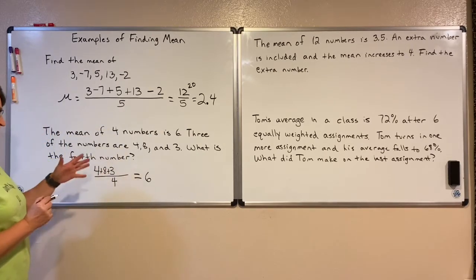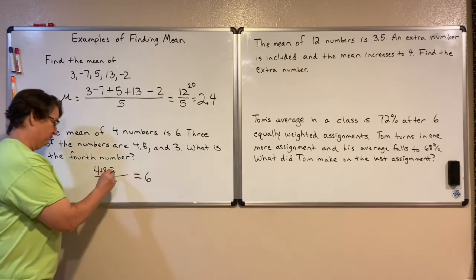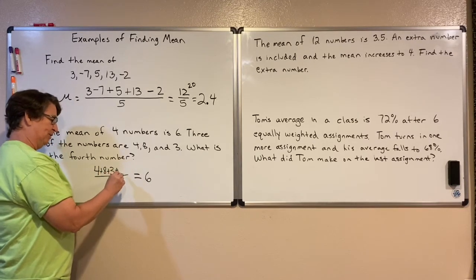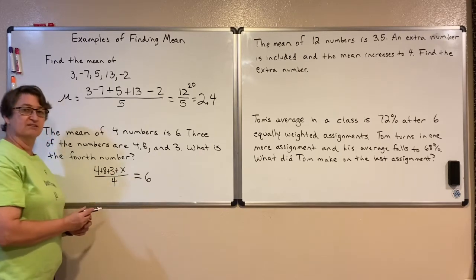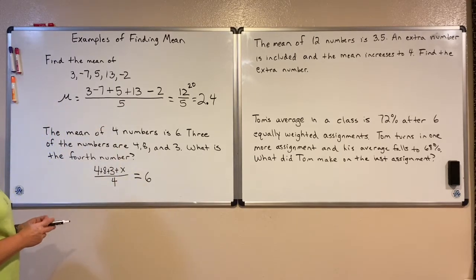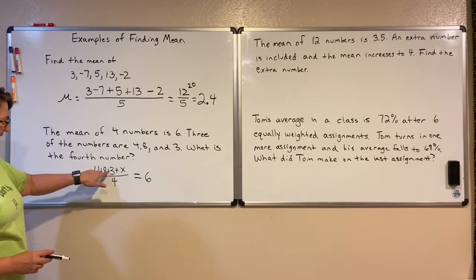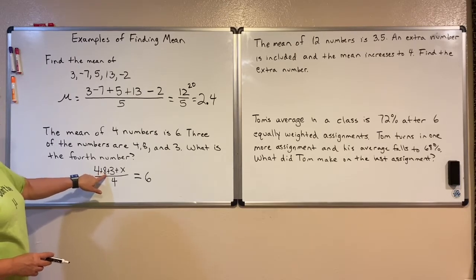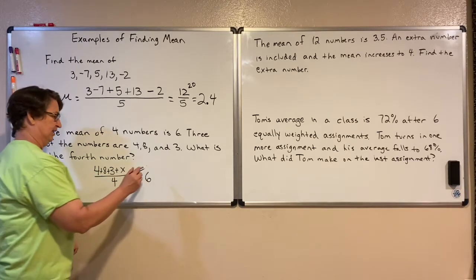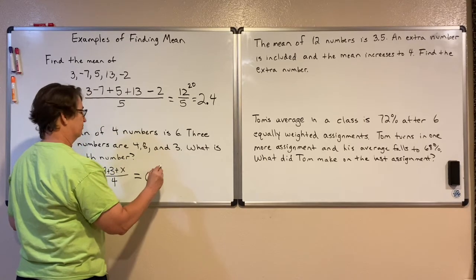What is the 4th number? I don't know this 4th number. So I could put a big box there, a big question mark. Typically, we use an X to help us to find that. So we're going to add the numbers that we have here first. 4 plus 8 is 12, plus 3 is 15. So we have 15 plus X.